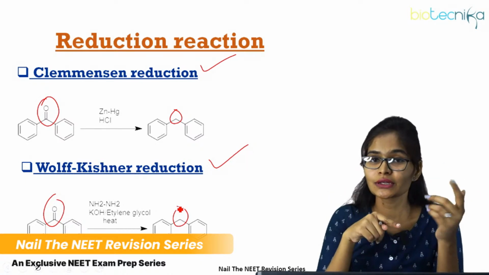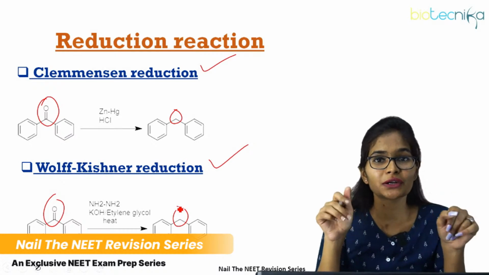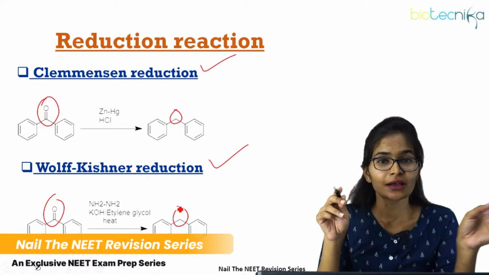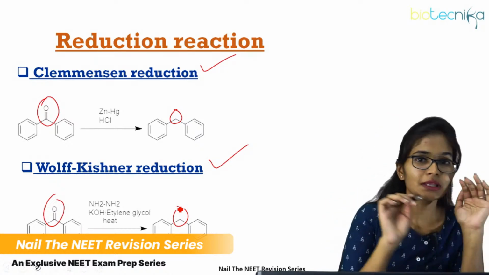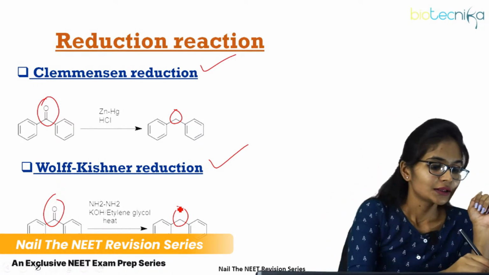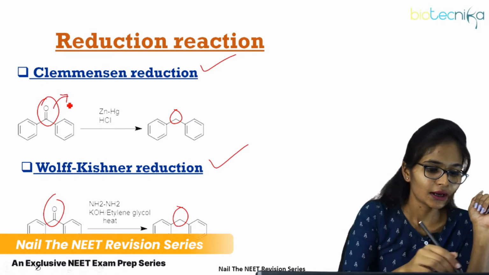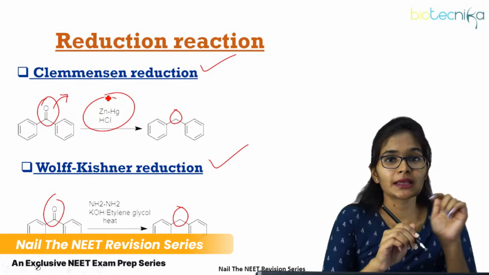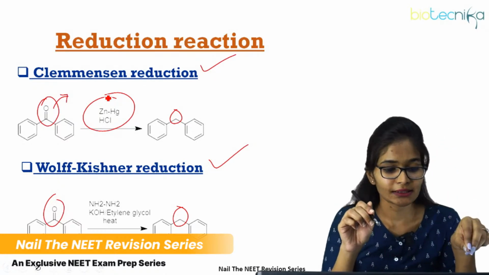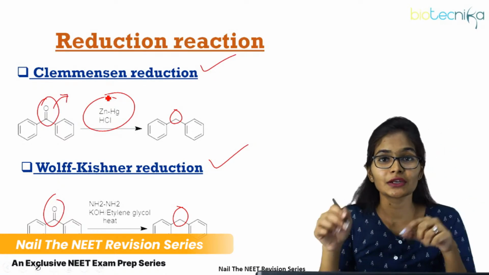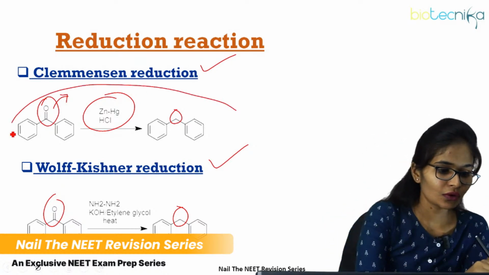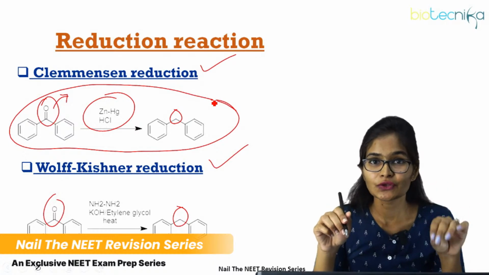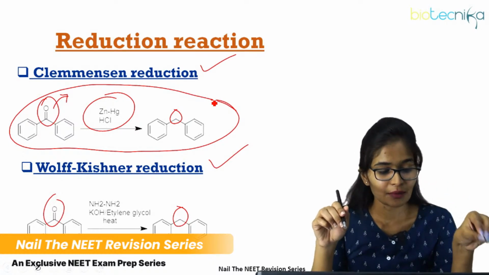Either you are adding oxygen and removing hydrogen, or, as we are doing here, reduction, where you add hydrogen and remove oxygen. In the given reaction, the oxygen is removed and hydrogen is added in the presence of the reducing agent, zinc amalgam in HCl, and you get the reduced product. Overall we call this a Clemmensen reduction. So in Clemmensen reduction, the reducing agent must be zinc amalgam in HCl.